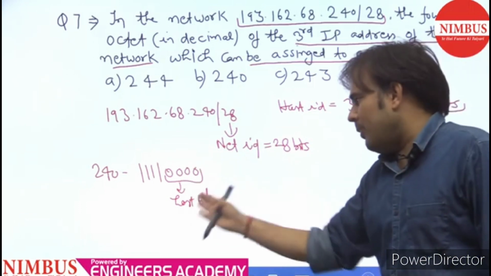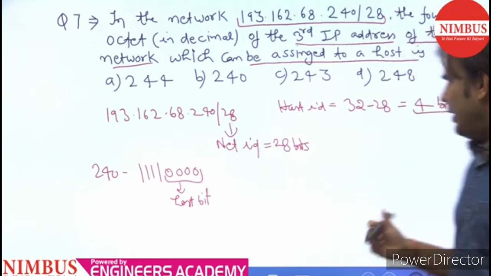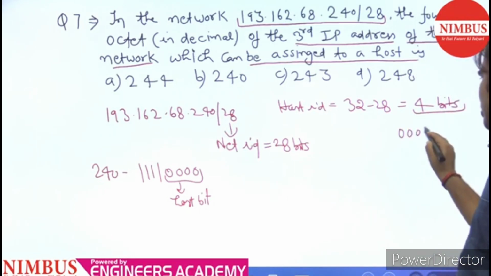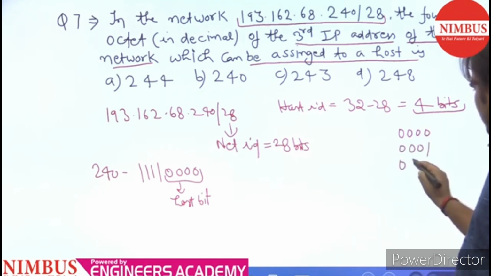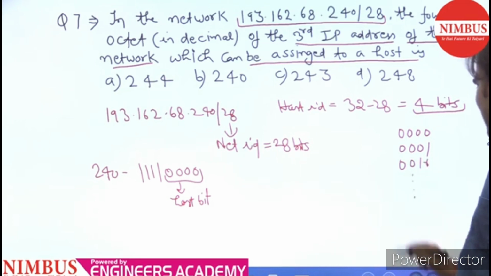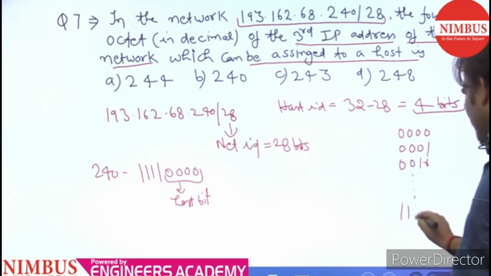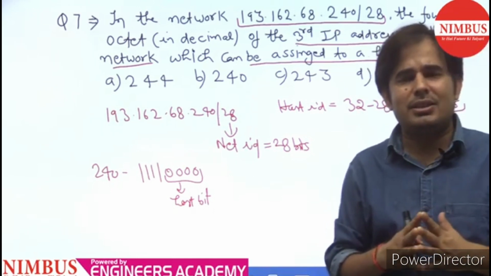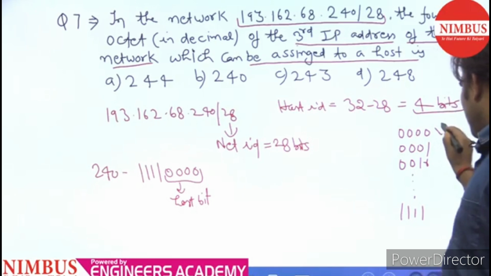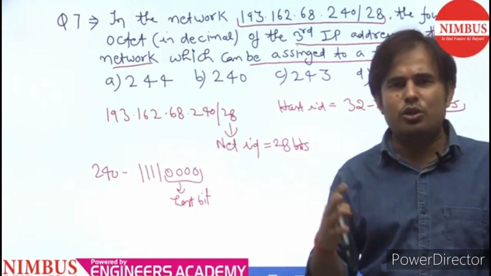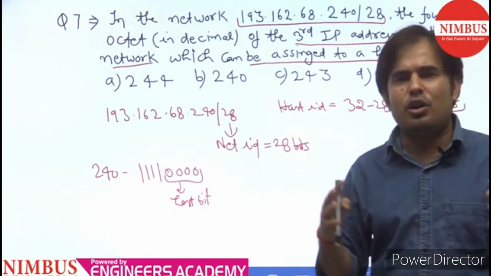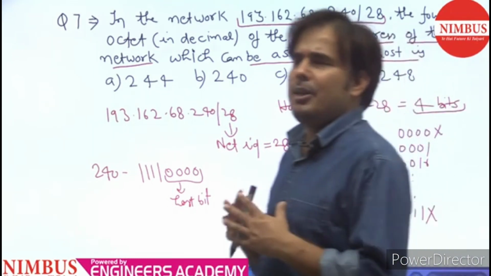So how many bits do we have here? We have 4 bits. Through the 4 bits, how many combinations can we make? 0 0 0 0, 0 0 0 1, 0 0 1 0 and so on, and the last combination is 1 1 1 1. But due to the directed broadcast address, we cannot take all 4 bits of the host ID as 0, and we cannot take all 4 bits of the host ID as 1, because what is DBA?